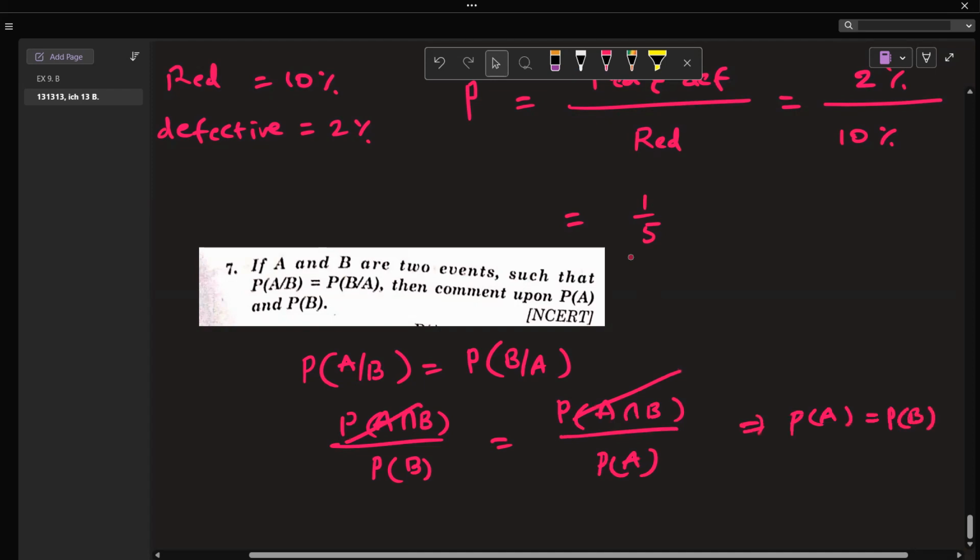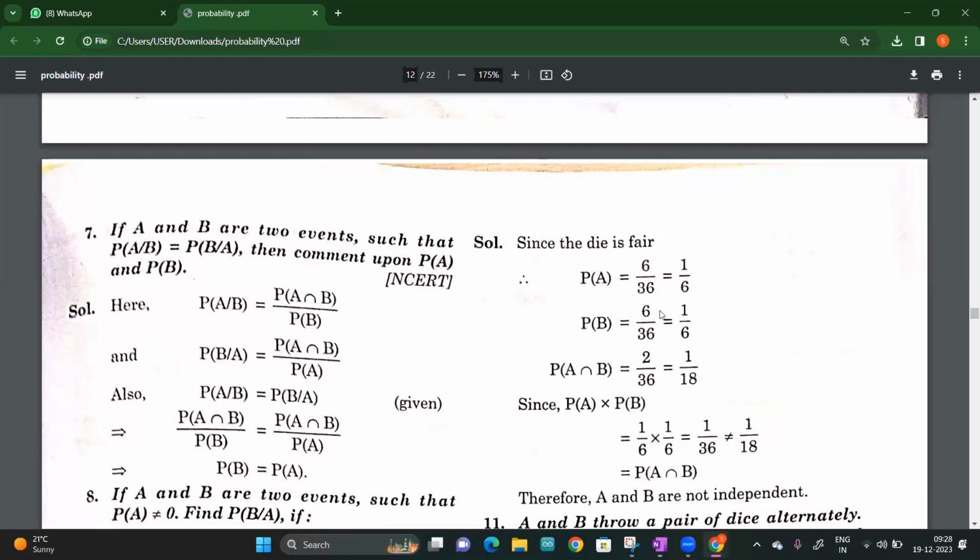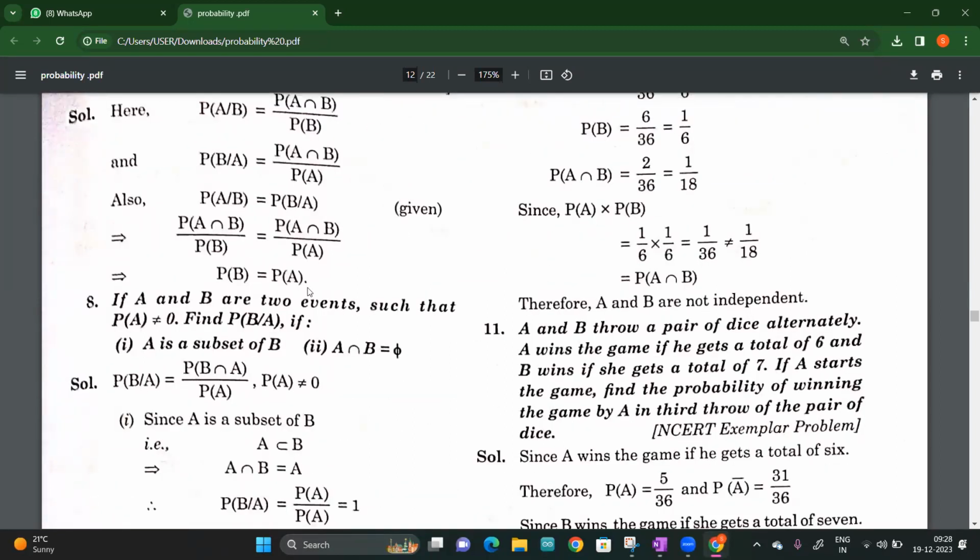Then tell me, what is your comment? What is your comment? Come on. Oh, equally likely. A, B are equally likely. That is the comment you have to give. Okay. Very good. Next question. He's not giving any comment. But you should have to give equally likely.